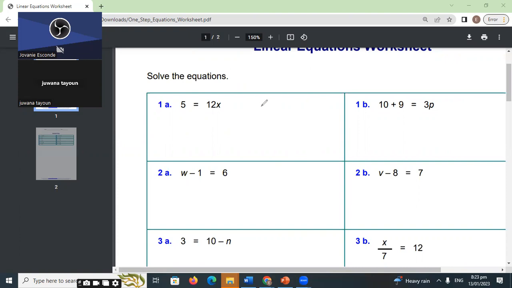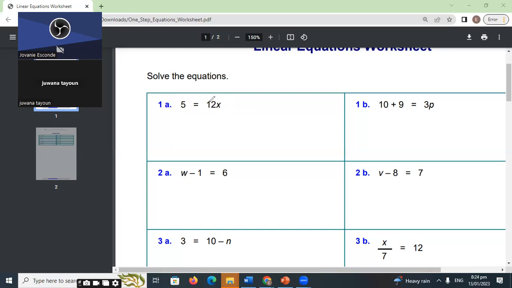No po. Okay. So this is what you are going to do. For number 1, letter A, we have here 5 is equal to 12x. And always remember that our goal here is to find the value of x. But the problem here, we have a coefficient of 12. This 12 beside x, we have to remove that. How are you going to remove that?